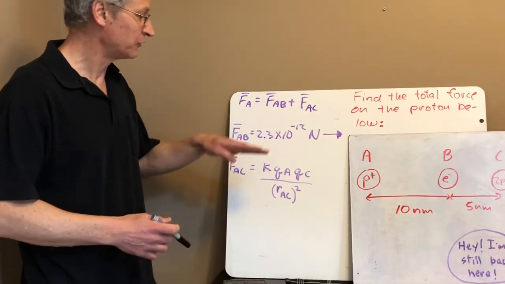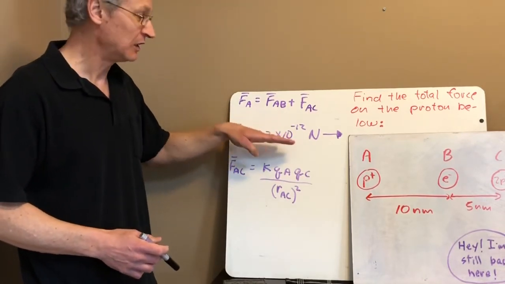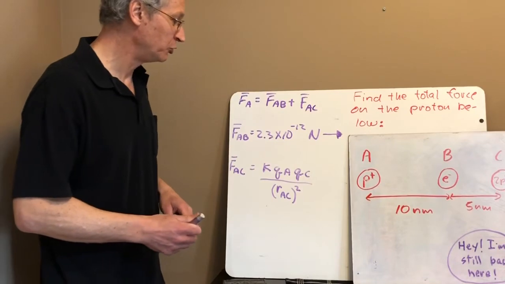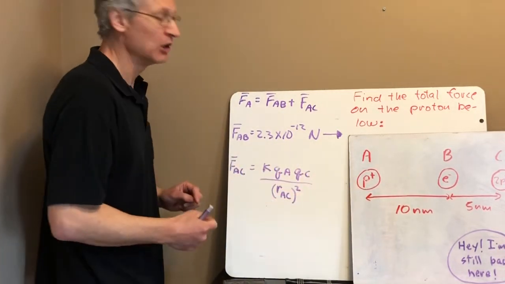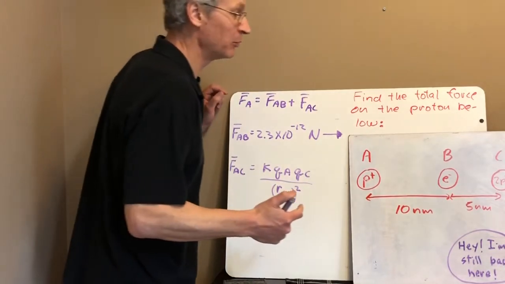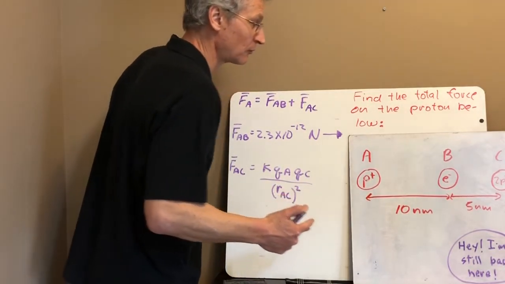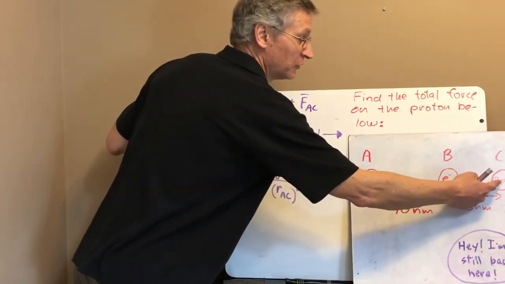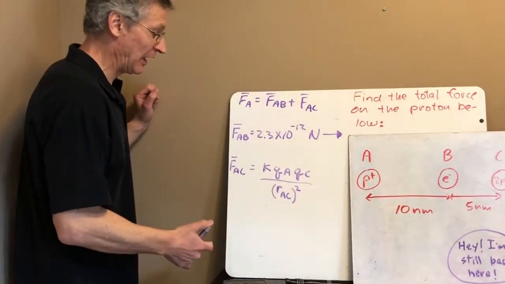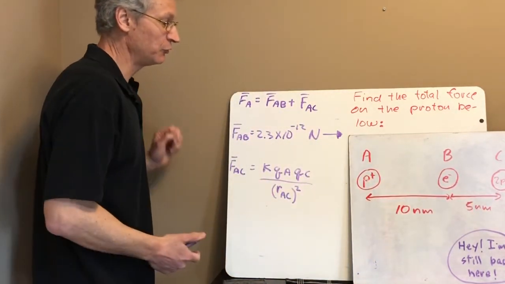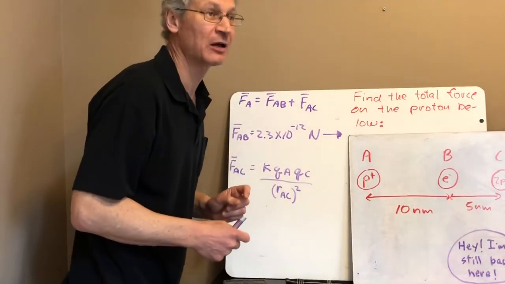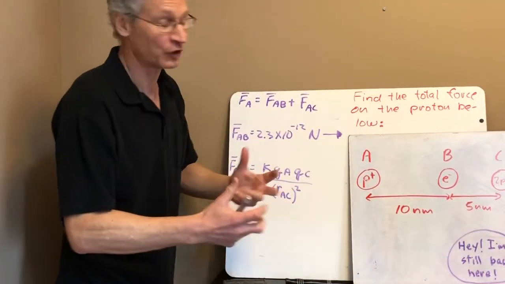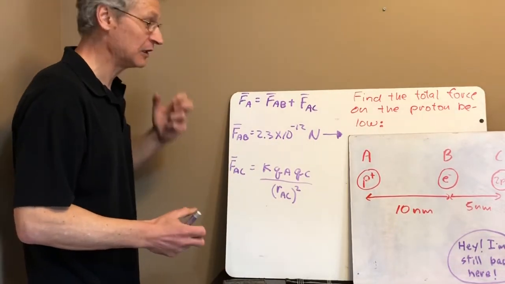You could do it exactly like you did this one. You substitute in 1 elementary charge for QA. You substitute in 2 elementary charges for QC, because let's face it, that's 2 protons. And then for the distance, you substitute in 15 nanometers. That's going to be 15 times 10 to the -9 meters. Don't forget to square it. And you get your answer.